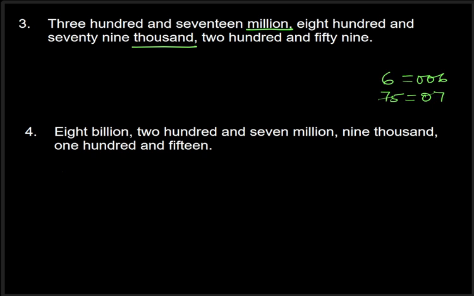All right. So let's see. 317 million. Now take note of this. Million comes first. What do we have under the million family? 317 million. The next thing is what? 879,000. So the thousand has 879, and then the unit has 259.